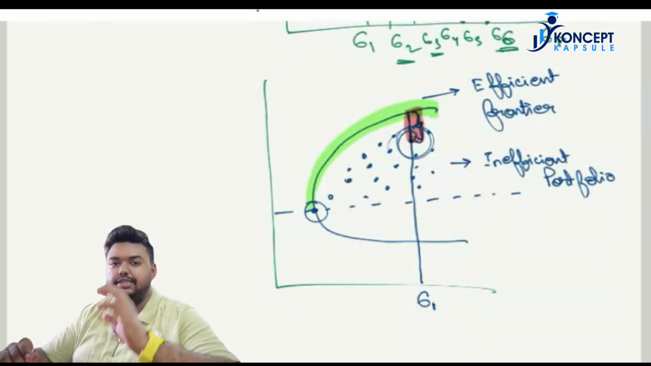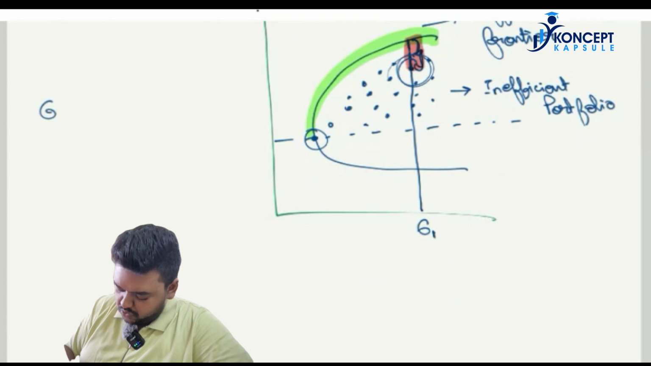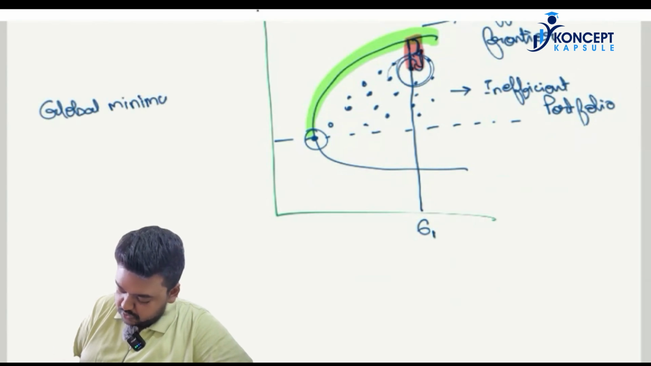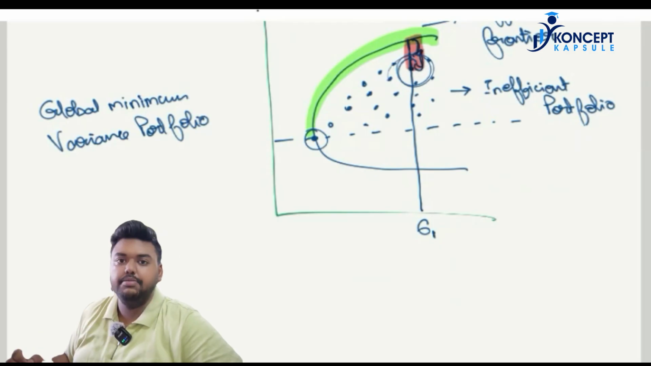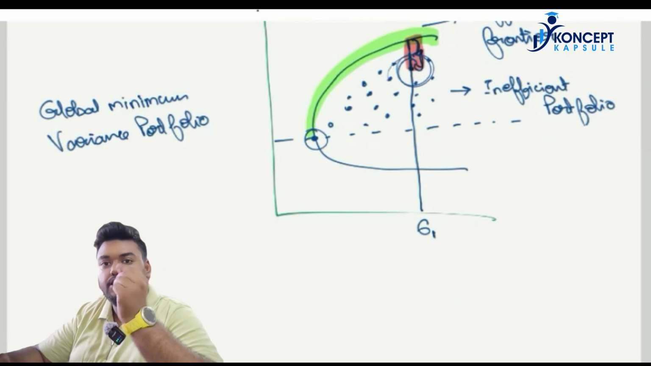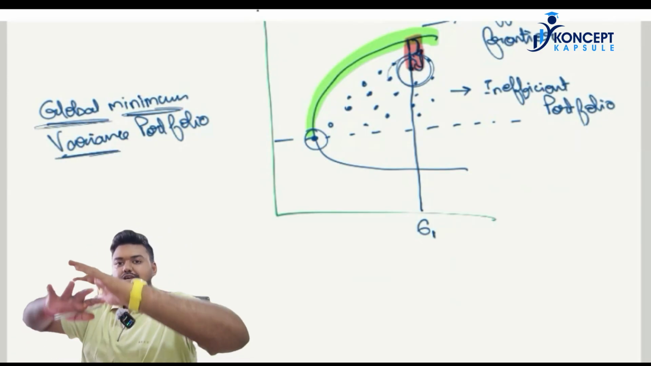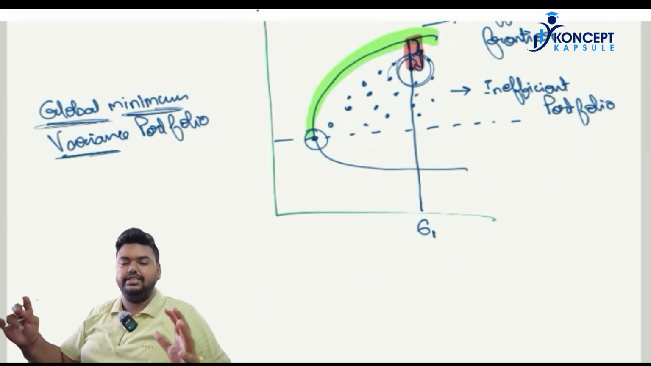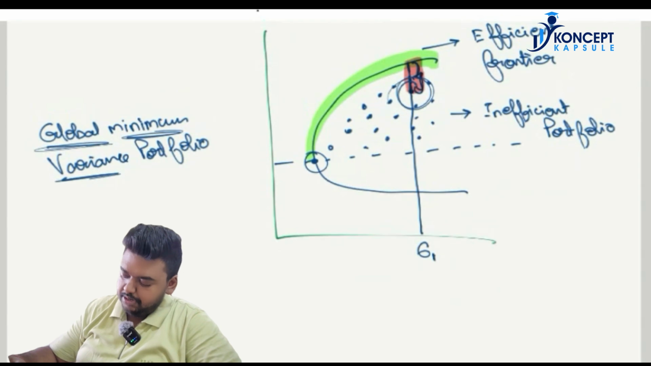Perfect. The last piece that we need to understand is the concept of global minimum variance portfolio. What is global minimum variance portfolio? Global minimum variance portfolio is that portfolio which has the lowest risk. Global minimum variance portfolio means out of the entire globe, out of the entire population, the one with the lowest risk is the global minimum variance portfolio.